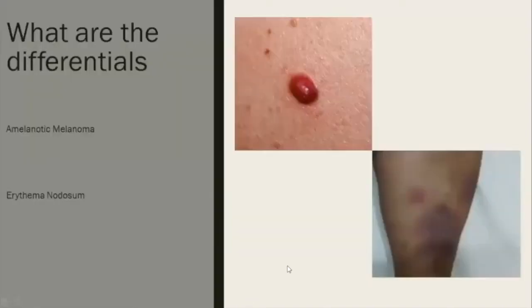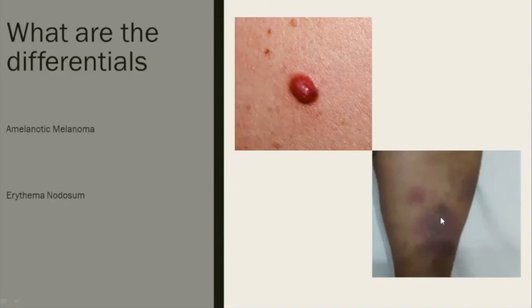Okay, to go through, yan. Ito yung itsura ng amelanotic melanoma. Pwedeng sun-exposed or non-sun-exposed na areas siya natatagpuan. Higher likelihood of finding this in Caucasians, pero pwede rin yan sa Asians. Usually sa Asians, sa paa siya nahahanap.